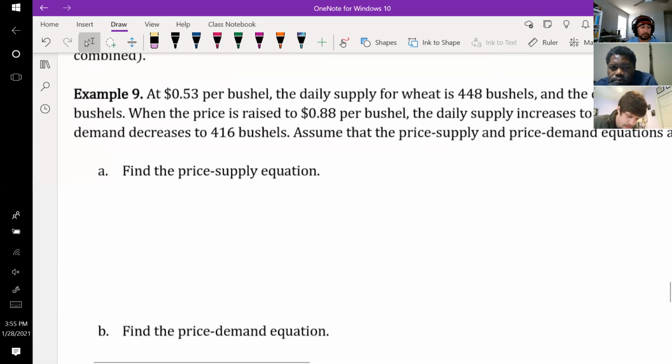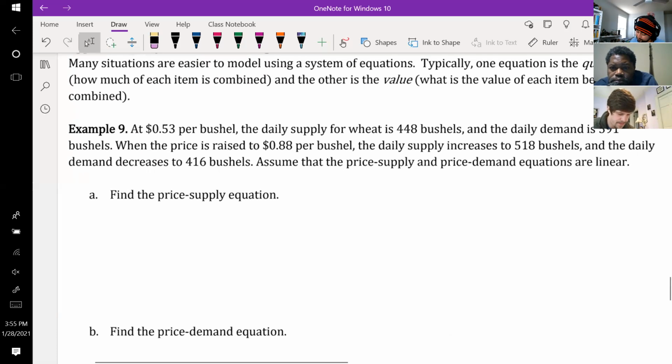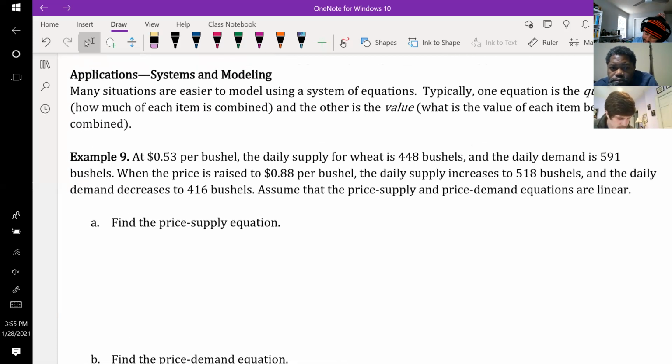And I think when we do this, it wants it in terms of P's and Q's, but when we get there, we'll see. All right, cool. So before I do that, looking at this problem, it wanted the price supply. So let's go ahead and find our points first.